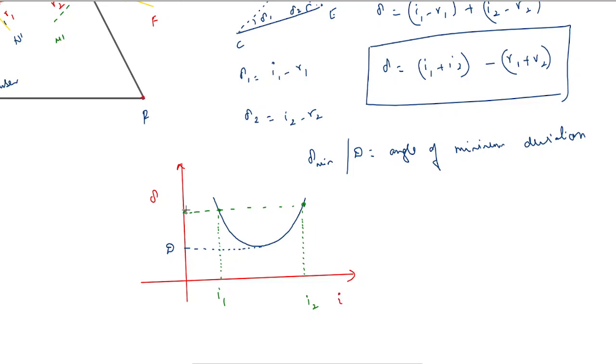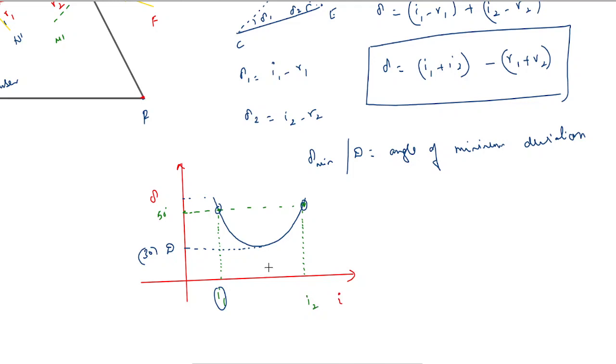For example, think of this delta as some 50 degrees. So at some I1, delta is 50 degrees. As I is increasing, at some point, think of this as 30 degrees. So the deviation is decreasing from 50 to 30, and then it increases from 30 onwards. So it is decreasing, becomes minimum, and then increases. So for these two angles, basically I1 and I2, delta is the same.